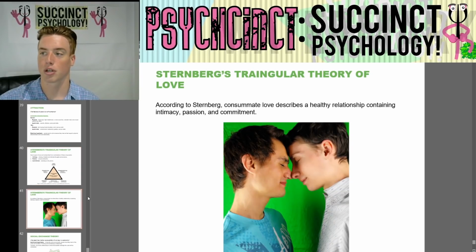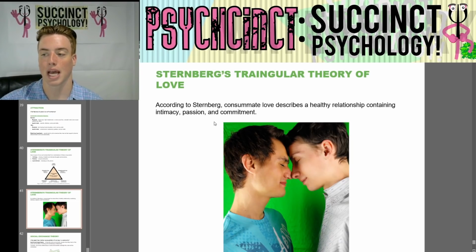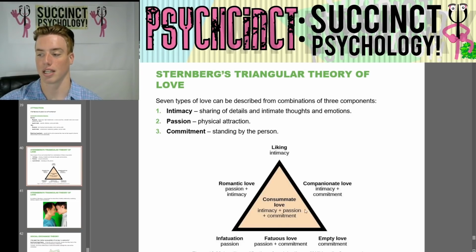According to Sternberg, consummate love describes a healthy relationship containing intimacy, passion, and commitment. Again, it's healthy, it's got all three, not just intimacy, not just commitment, and not just passion. Just having one isn't so good.